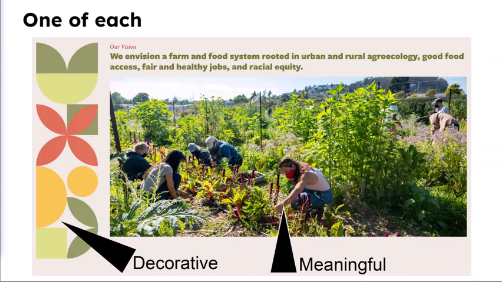Here's a segment of a web page that contains examples of both decorative and meaningful images. The decorative image contains a set of stylized geometric shapes that represent plants. The meaningful image shows a group of students wearing COVID masks and working in a garden which appears to have a variety of food plants. Most of the students are working on a single row of plants and appear to be weeding. The sun is shining and they appear to be very engaged in what they're doing.